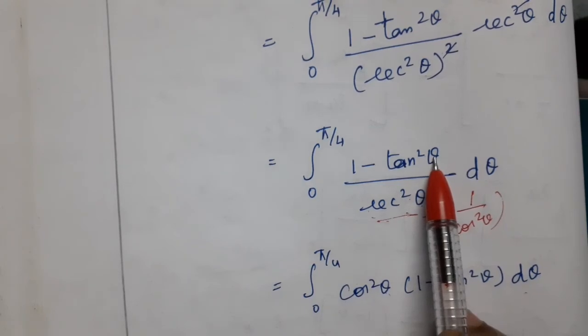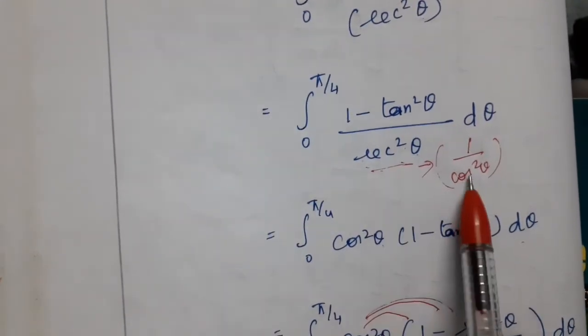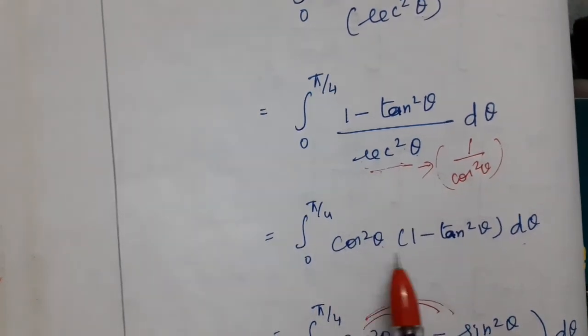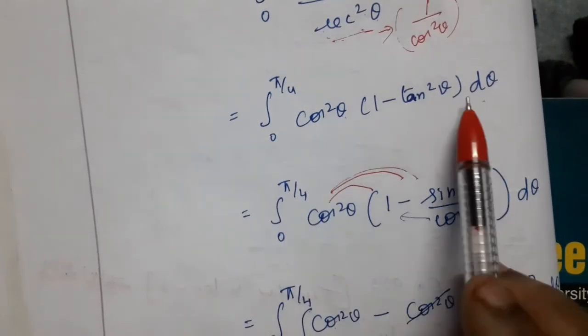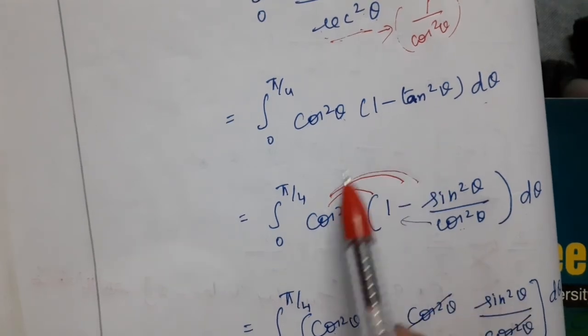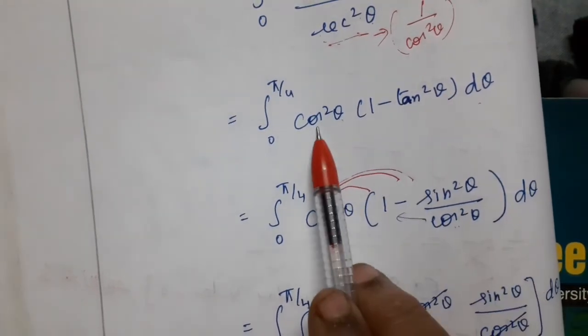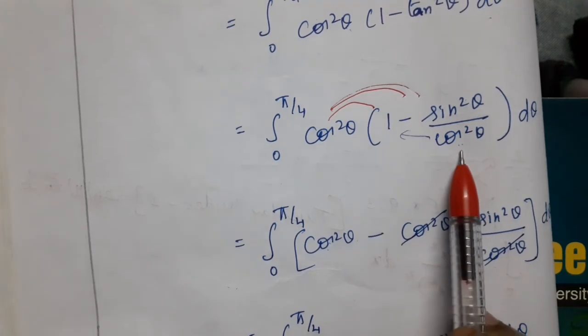1 minus tan square theta by secant square theta into d theta. Secant square theta is nothing but 1 by cos square theta. It goes to the numerator, so it becomes cos square theta into 1 minus tan square theta into d theta. Now the cos square theta is multiplied with the bracket. Cos square theta into 1 is cos square theta. Because we want it in terms of sin and cos, tan square theta is rewritten as sin square theta by cos square theta.